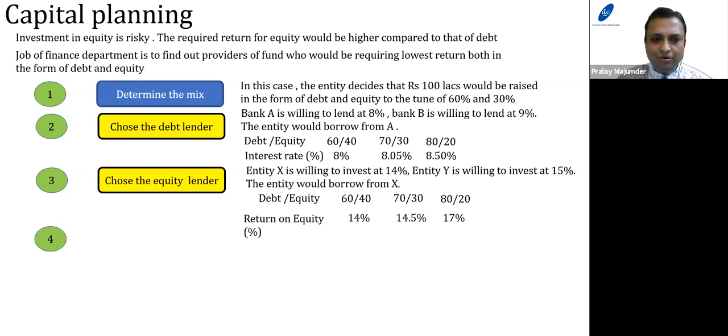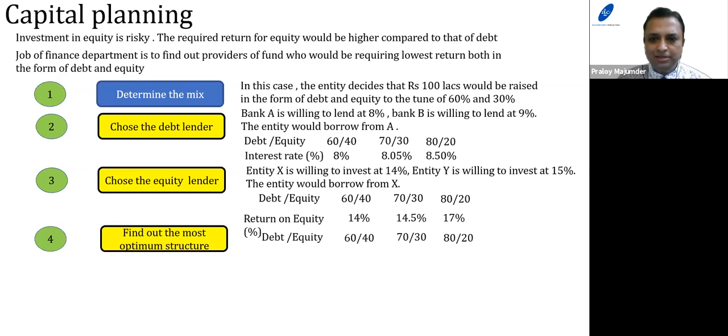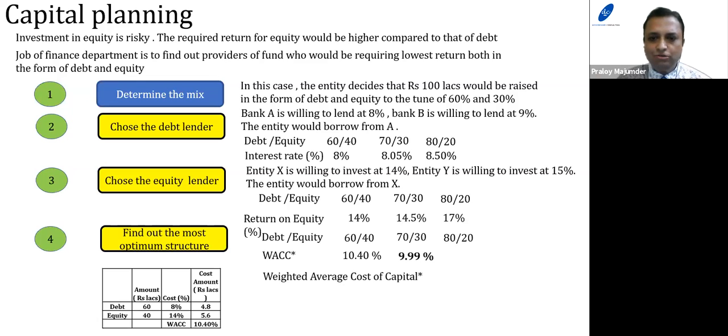Now, how do you arrive at the most optimum structure? It is called the weighted average cost of capital. I have shown you an example of one. So that means the debt amount, equity amount, cost amount, and that divided by the total amount. If we look at it, by increasing the leverage here, 9.99% is the weighted average cost of capital. So the optimum mix is here. That is called the weighted average cost of capital.